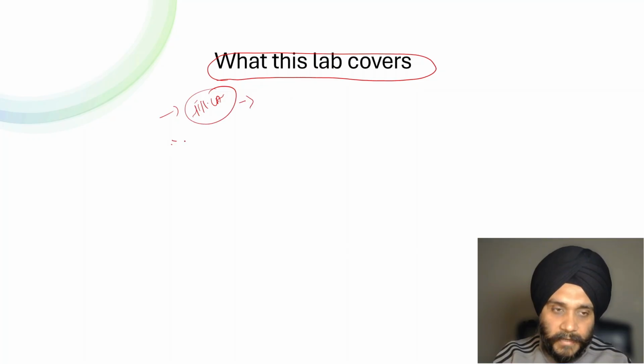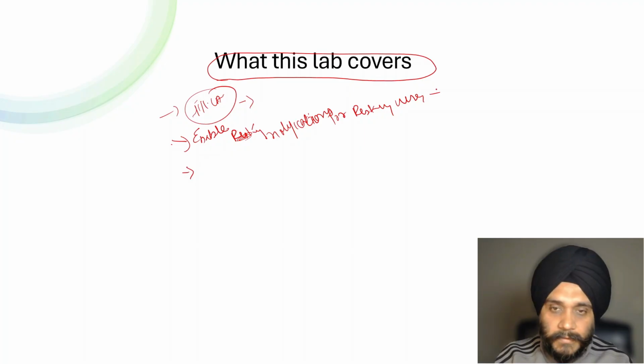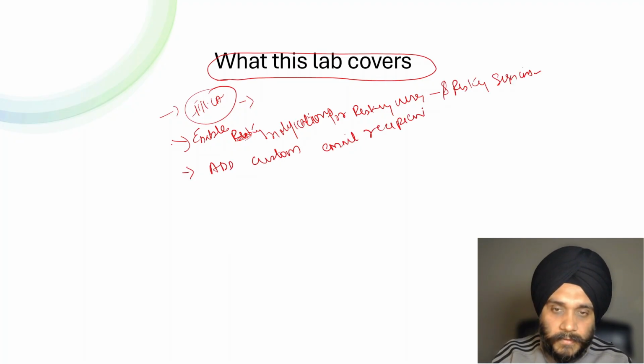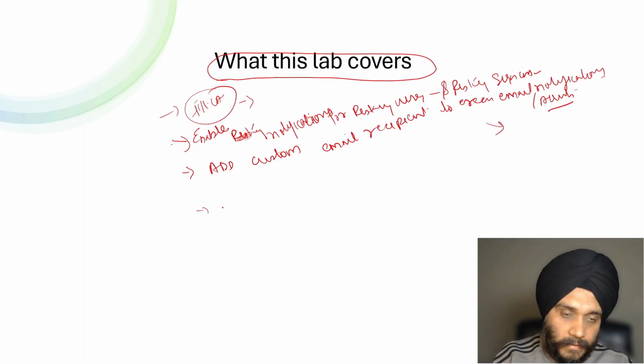In this lab, I will cover how we can enable notifications for risky users and risky sign-ins, add custom email recipients to receive email alerts, and lastly, validate everything in the portal.